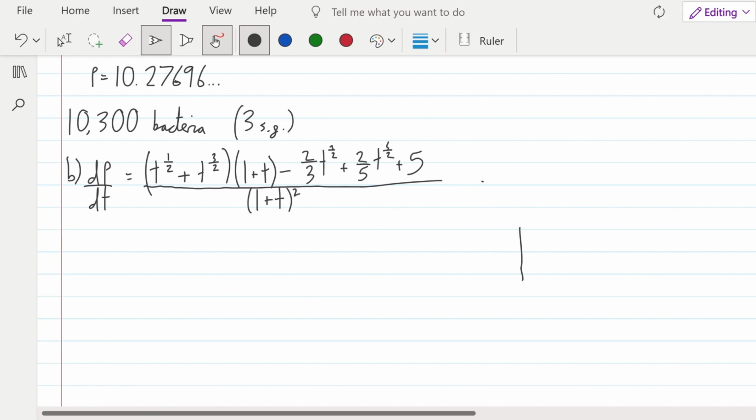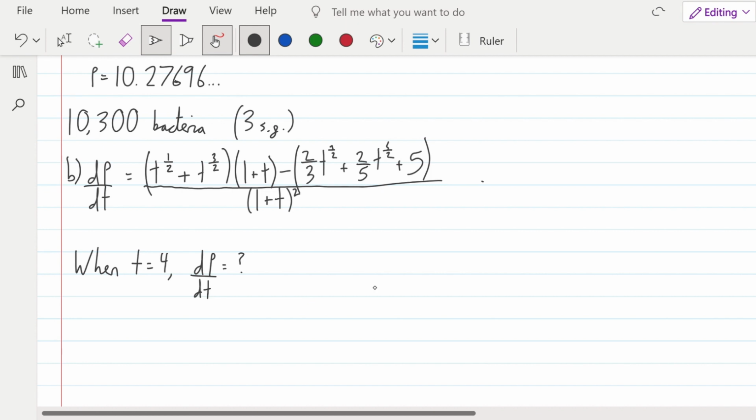And actually what I should have done, mistake on my end, is minus all of this. So this is what I mean by you could easily make a mistake if you're not careful. And it said 4 hours after the start of the study, so when t equals 4, dp by dt, what is it?